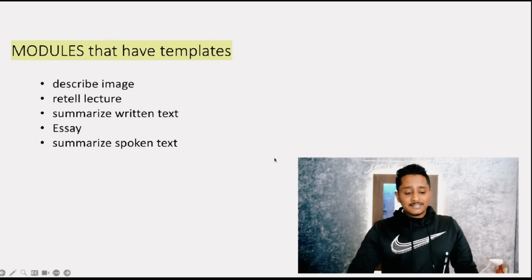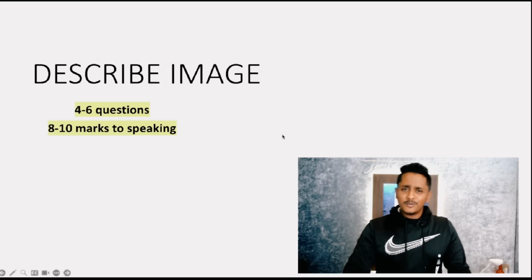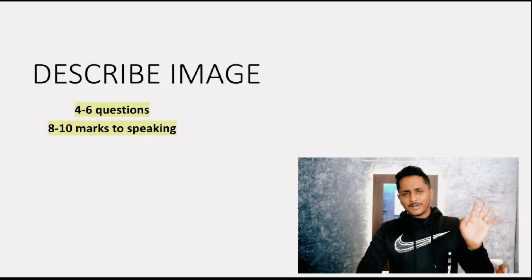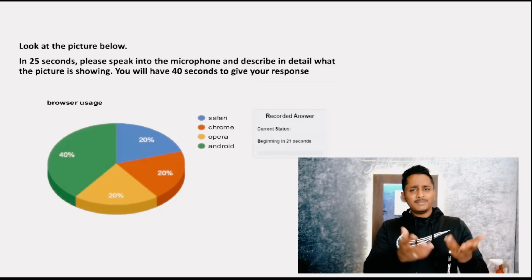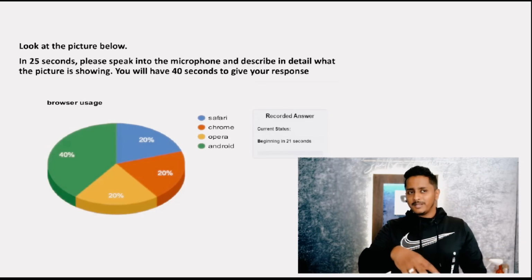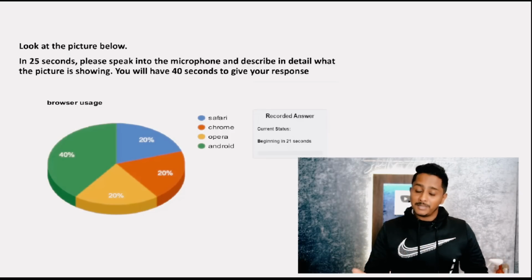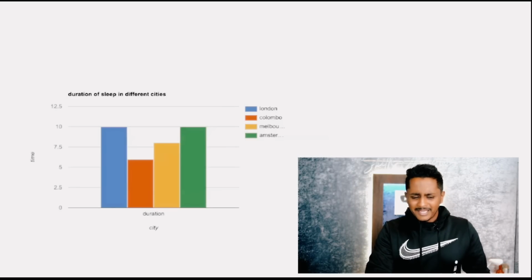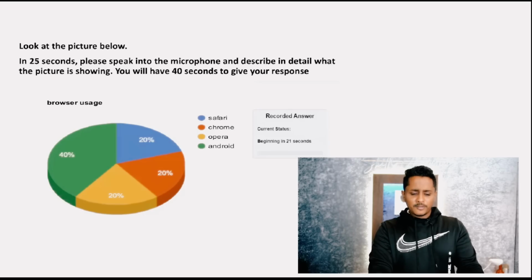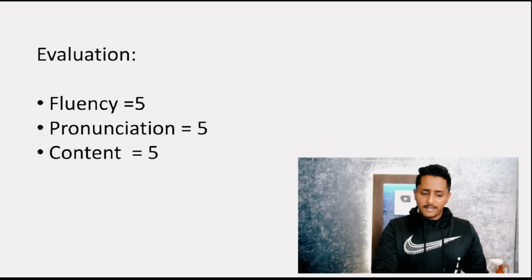The very first thing is describe image. Let's understand, 4 to 6 questions will come, not a priority, 8 to 10 marks max to speaking. So any image can be given. Many of you would already know this. 25 seconds will be given, you prepare and then you start speaking by looking at the image. So some 40 seconds will be given for you to speak. Any kind of image, something like this, bar graph or a pie chart or a line graph, anything can come.